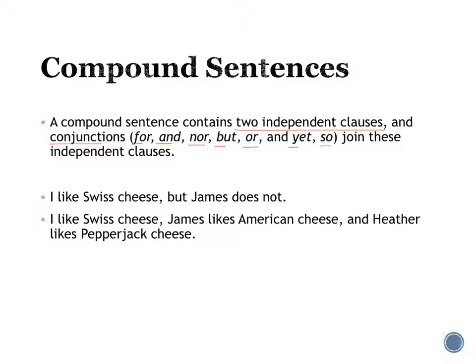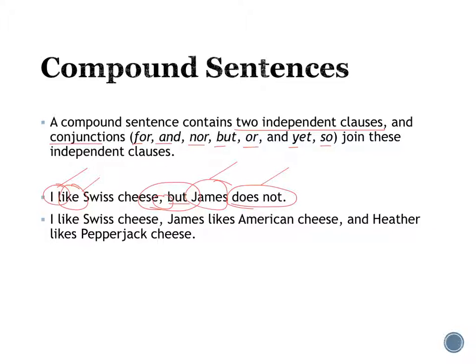So for example, I like Swiss cheese, comma, but James does not. There's our fanboy, but. Notice I've got 2 subjects, I and James, and I've got 2 verbs. The like and the does not is our combination here to repeat the like. Okay, so 2 subjects, 2 verbs equals compound sentence, especially when glued together by a comma fanboy.